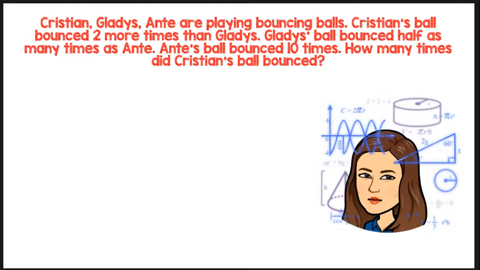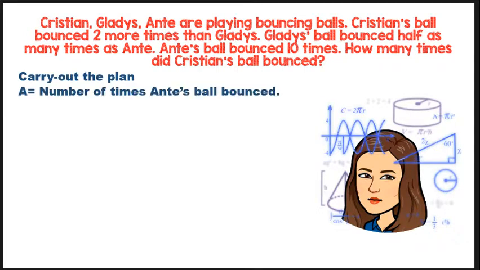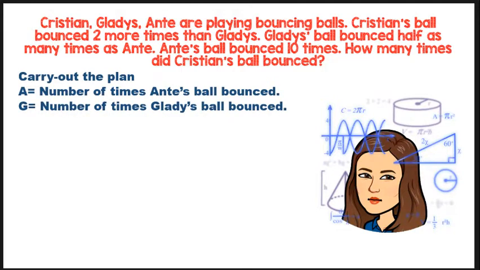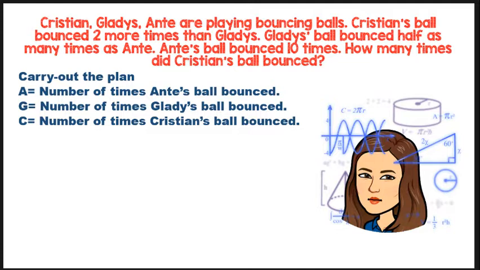Let's carry out the plan. This is step 3. Let A be the number of times Ante's ball bounced, G be the number of times Gladys's ball bounced, and C be the number of times Christian's ball bounced. We will start with A is equal to 10. A is equal to 10 because Ante's ball bounced 10 times according to our problem. This is the only known value at this point.